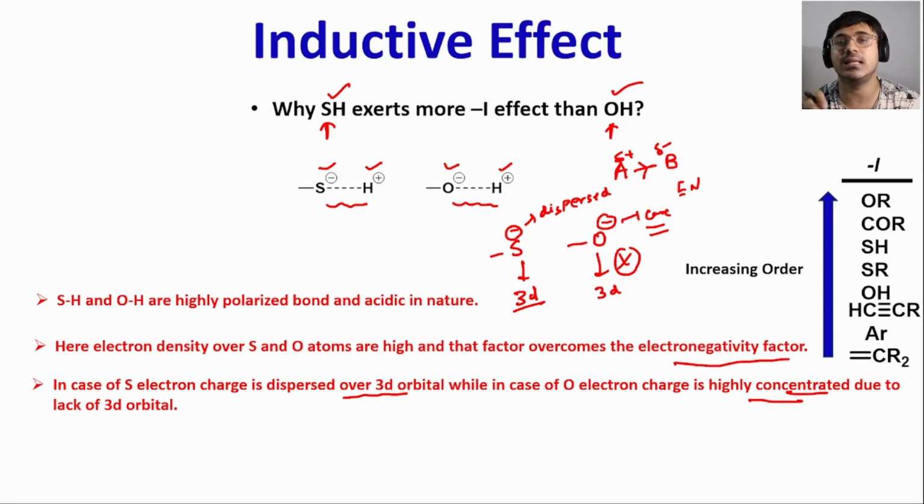And as electron density here is the determining factor for the inductive effect of the sulfur or oxygen atom, we can now understand why sulfur is pulling more electrons: because the electron density on sulfur is dispersed. So the bonded electron is more pulled towards sulfur than oxygen, and that's the reason SH exerts more minus I effect than OH. Hope this concept is clear to you.